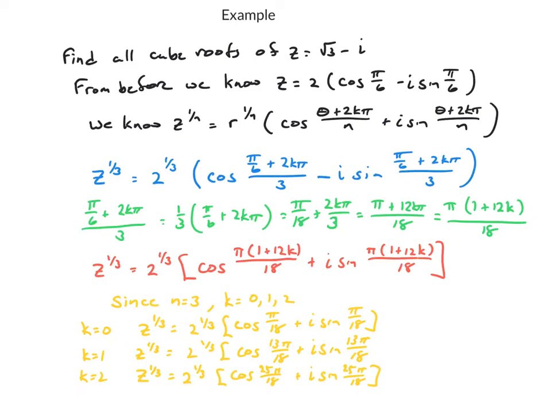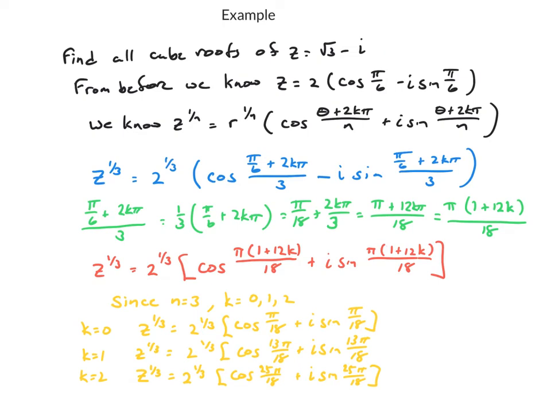Now, let's take a look at going through and finding the roots. In this case, what I want to do is find the cube roots of z equals the square root of 3 minus i. Now, we've dealt with square root of 3 minus i earlier. If you look back in your notes, you might recall that in polar form, square root of 3 minus i was equal to 2 times the cosine of pi over 6 minus i sine of pi over 6. So that's how I'm going to write this.